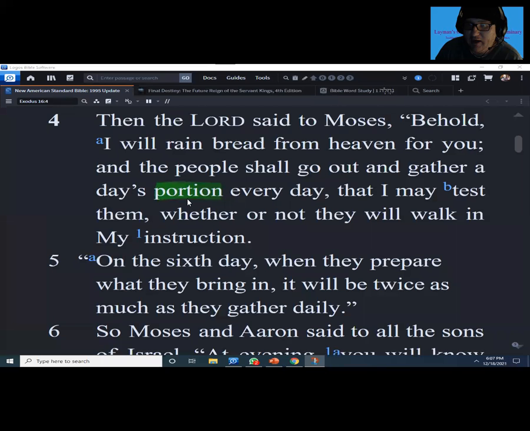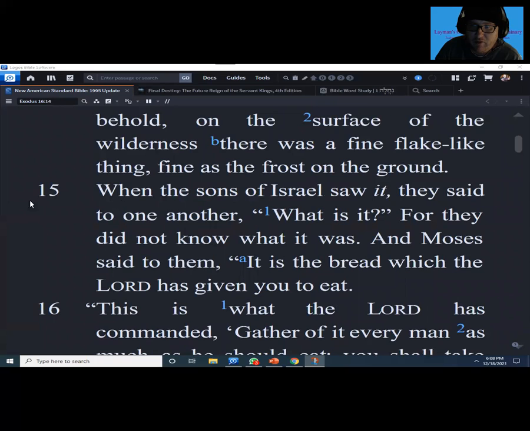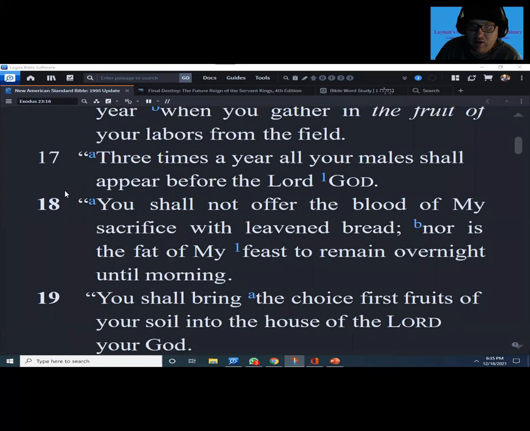And you go in here, and I have some of these, and it's talking about the manna. I will rain bread from heaven, and portion, but it's not the same word. It's a similar concept, and you could probably do a word study on that and see if it relates to the other word for portion. This is going back to talking about the manna. It wasn't just the manna that was not able to be left overnight. You should not offer the blood of my sacrifice with leavened bread, nor is the fat of my feast to remain overnight to morning. So the fat either.